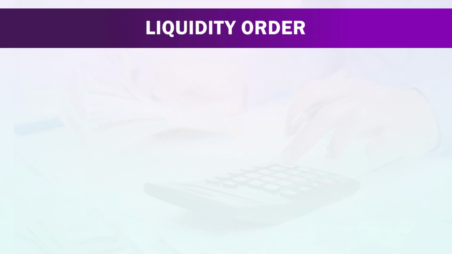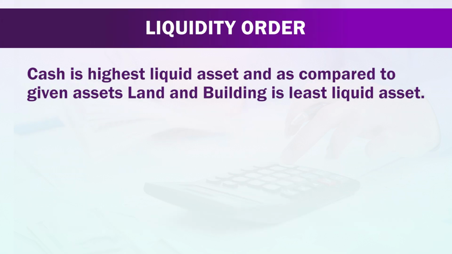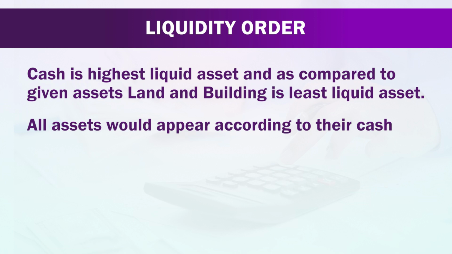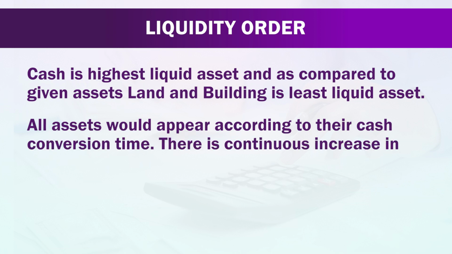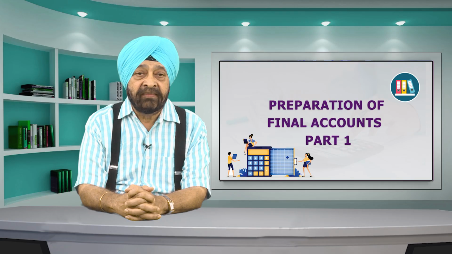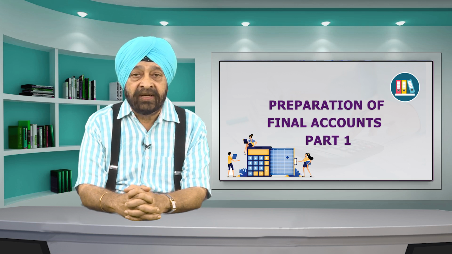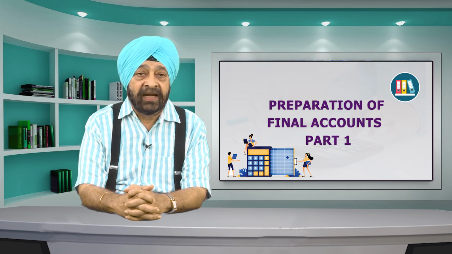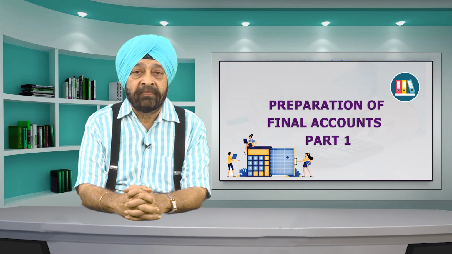Let us understand the liquidity order. Cash is the highest liquid asset as compared to given assets. Land and building is the least liquid asset. All assets would appear according to their cash conversion time. There is a continuous increase in cash conversion time, thus their liquidity position is reducing. Same is with the liability side. Sundry creditors and bills payable have higher liquidity because these are to be paid in very short time.